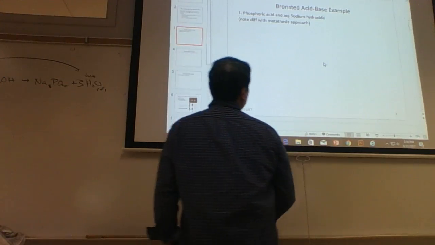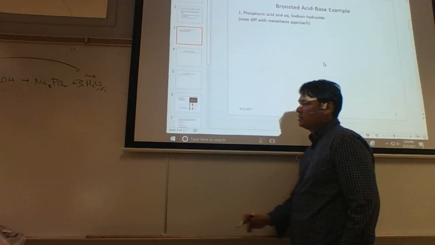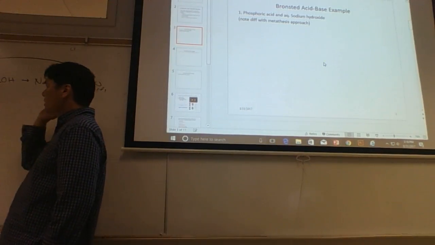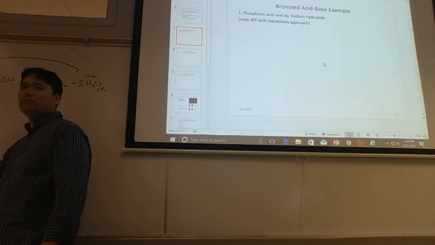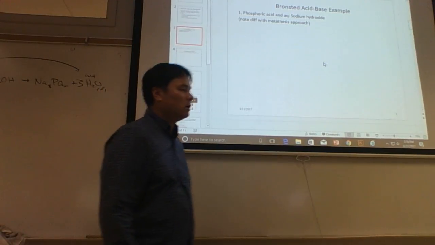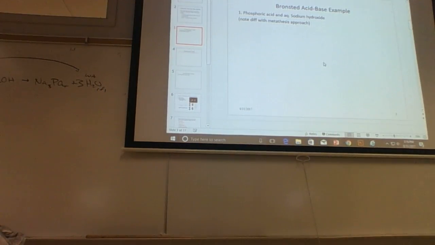This would be the metathesis approach. For the Bronsted acid-base approach, we do it differently, because this transferred 3 protons. For the Bronsted, we just do it 1 proton at a time. That's the way we do it. I'll show you an example of Bronsted later.